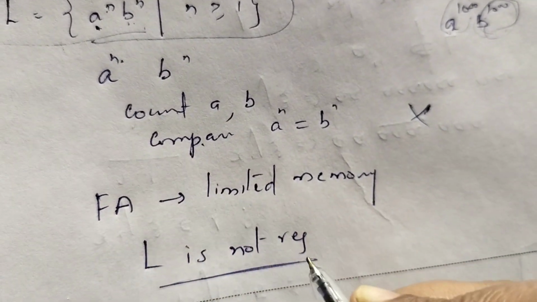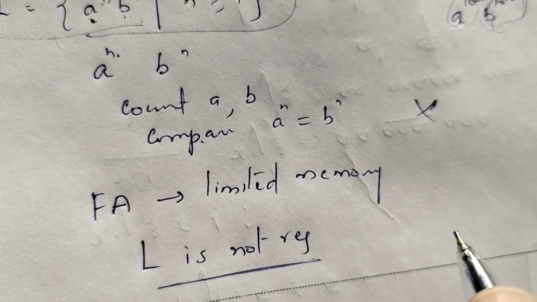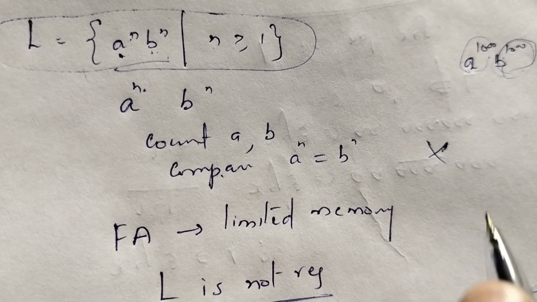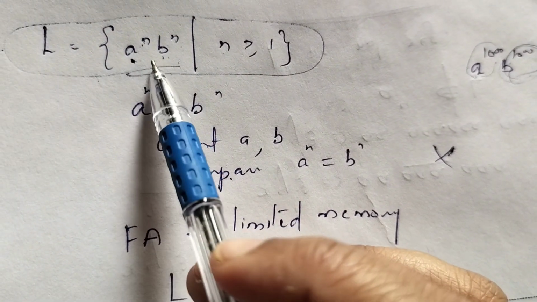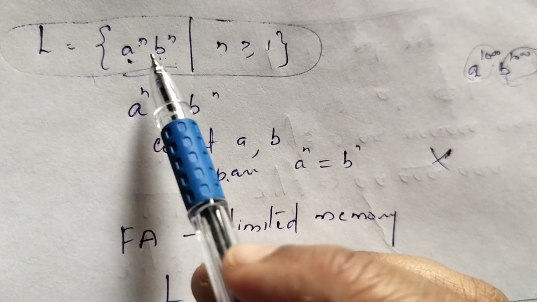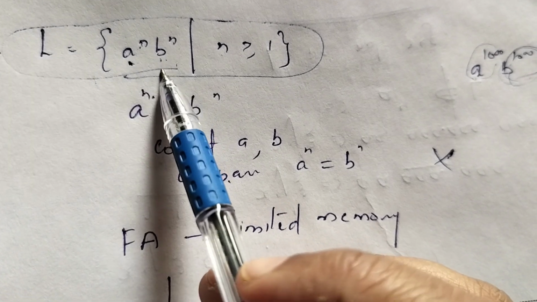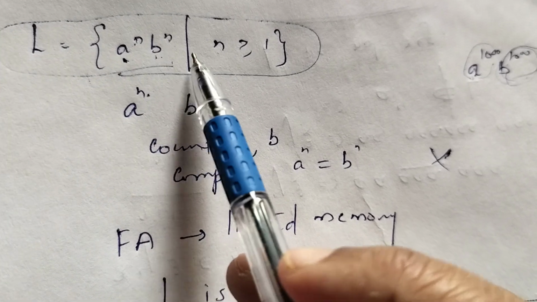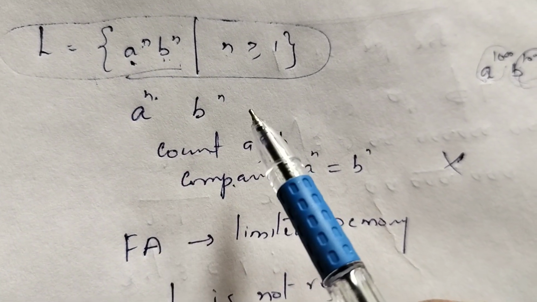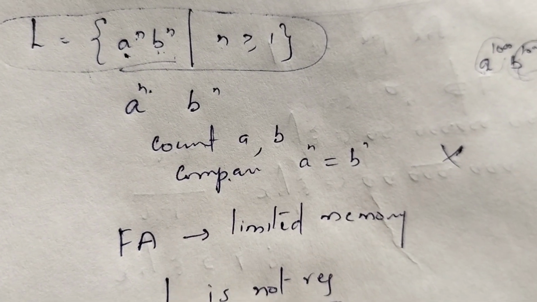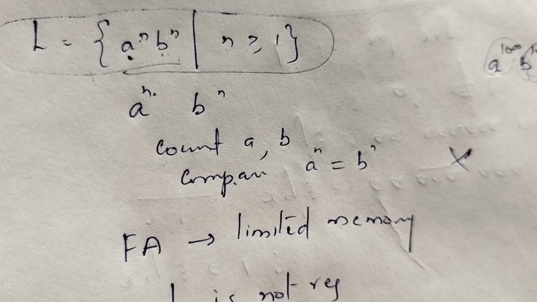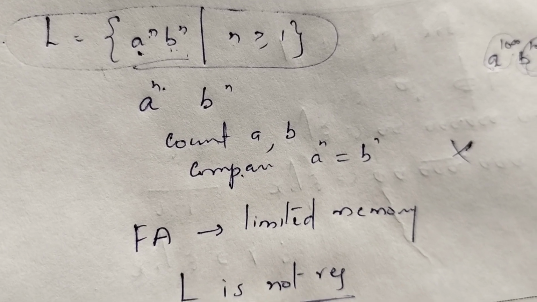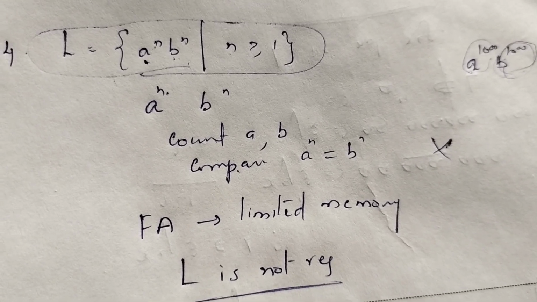We can't draw a finite automata or represent this language by using a regular expression, because we need to store the number of A's and B's, we need to count the number of A's and B's, and finally we need to compare whether both the counts are equal. These are not possible for finite automata, since finite automata has very little memory. This we can do with a pushdown automata, which I will explain in the upcoming lectures.